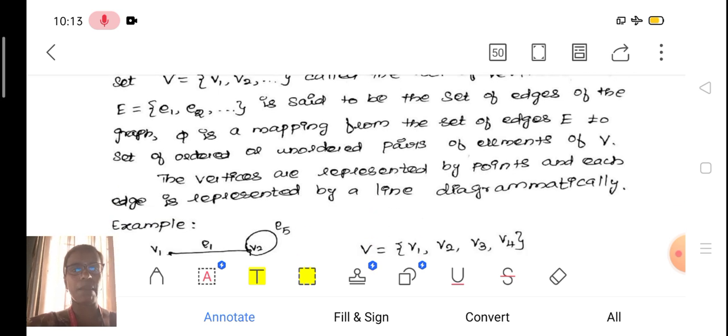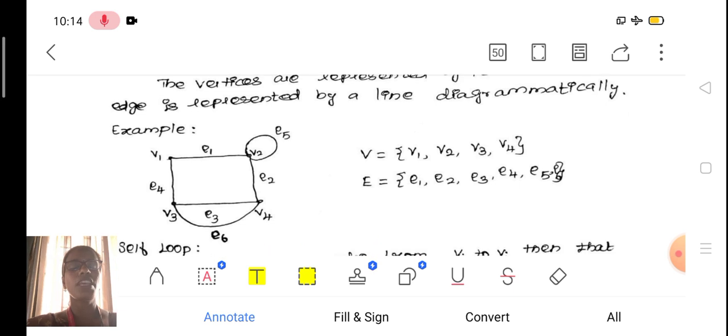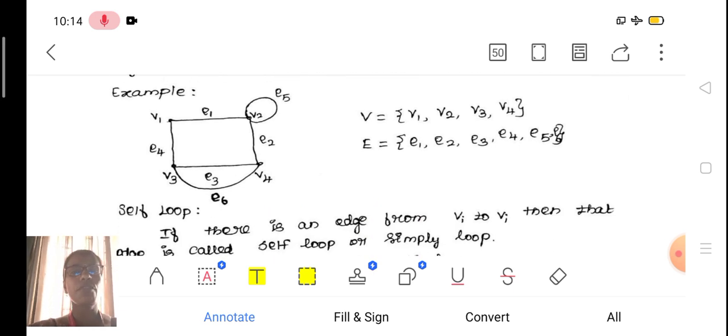The vertices are represented by points. Each edge is represented by a line diagrammatically. So you can see the diagram. From this diagram, what are the edges? Yes, E1, E2, etc., E5, oh sorry, E6, and the vertices are V1, V2, V3, V4. Now we are going to have the terminologies one by one.